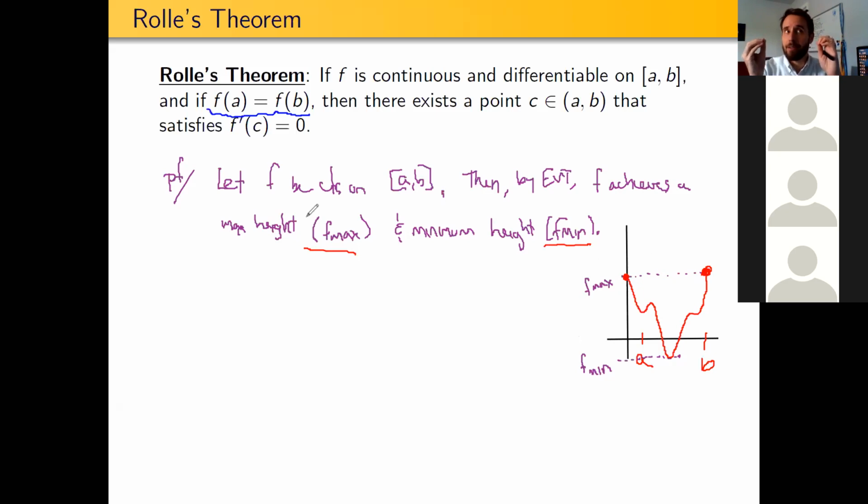If f max and f min were both equal to f of a and f of b, then our function would just be the horizontal line, right? The flat line. So if our function is a constant function, then every point in the middle satisfies f prime of c equals 0. So we can say, maybe that's sort of like a case. If f max equals f min, the function is constant.